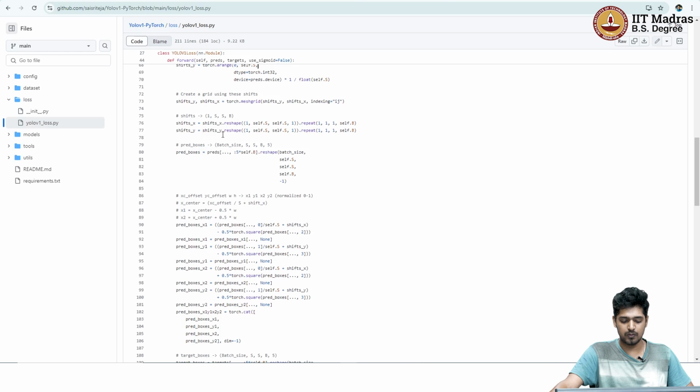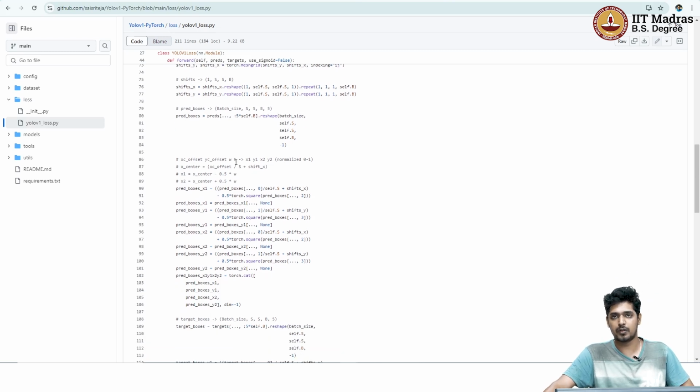And once that is done, we need to predict the rest. We have the predictions out of the model basically. The predictions of the model are in offset space, so we need to bring them back from that offset space to an image space. That is what is happening here. You have an x offset, y offset, width and height. You're trying to convert them to x1, y1, x2, y2, normalized between 0 to 1. The code explains the same.